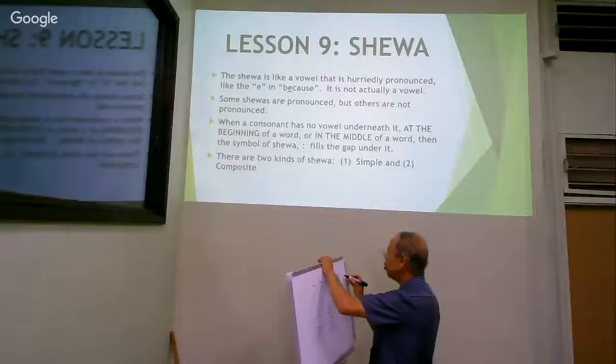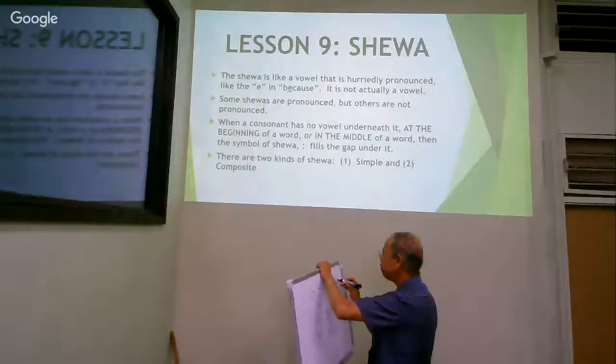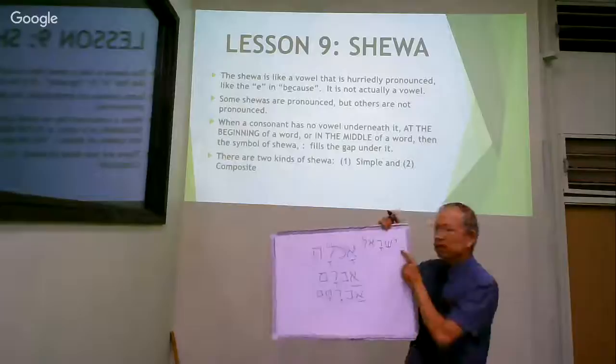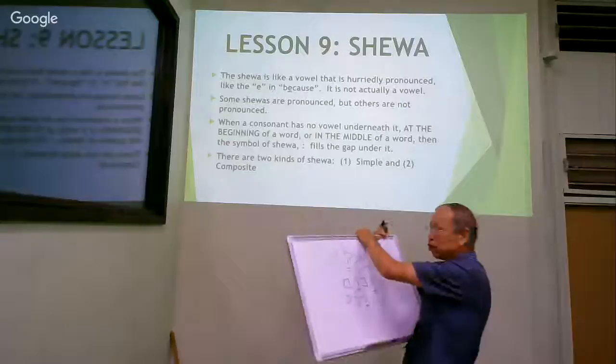Yod, Yerik, short Yerik, Shin, silent Shewa, Resh, Kamats A, Aleph, Sereh, Lamed. Okay. Now this is Yisrael. Sorry, not Yish. The dot should be on the left side of Shin.